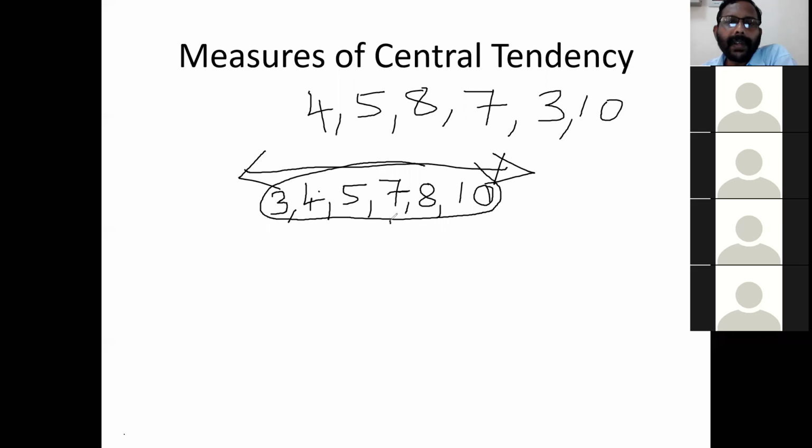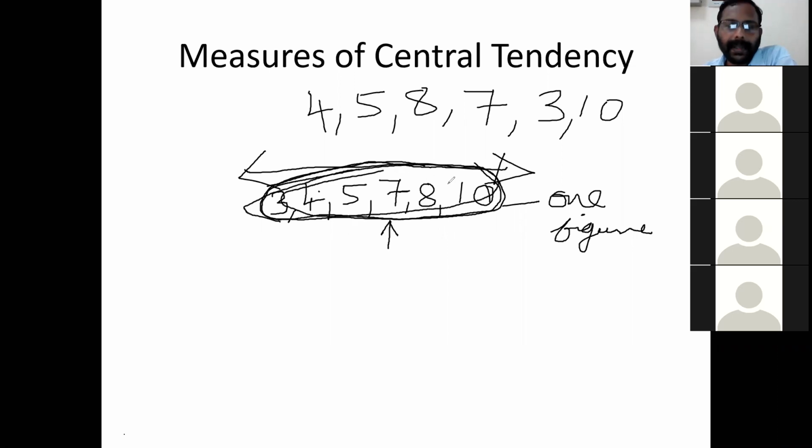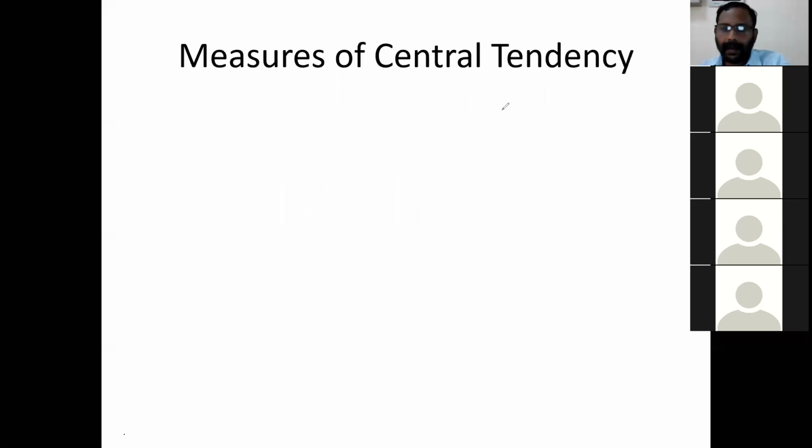Now I want to find out about this data, because if you have such big data, it is very difficult to elaborate about the whole data. So we want to elaborate this data by one figure. I can use the central tendency to represent the whole set of data using one figure. So that is the concept of the measure of central tendency. Right?